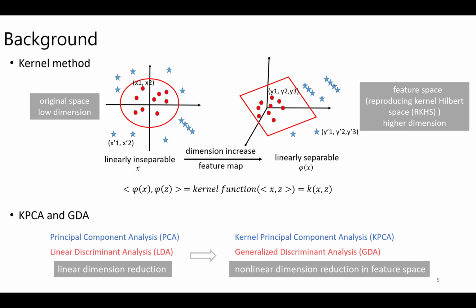Before the feature mapping, the lower dimensional space is called the original space, and after the feature mapping, the higher dimensional space is called the feature space, also known as the reproducing kernel Hilbert space. As mentioned above, PCA and LDA are used for the linear dimensional reduction, and their implementation in feature space by using kernel method is called the kernel principal component analysis (KPCA) and the generalized discriminant analysis (GDA). They are used for the nonlinear dimensionality reduction in feature space.